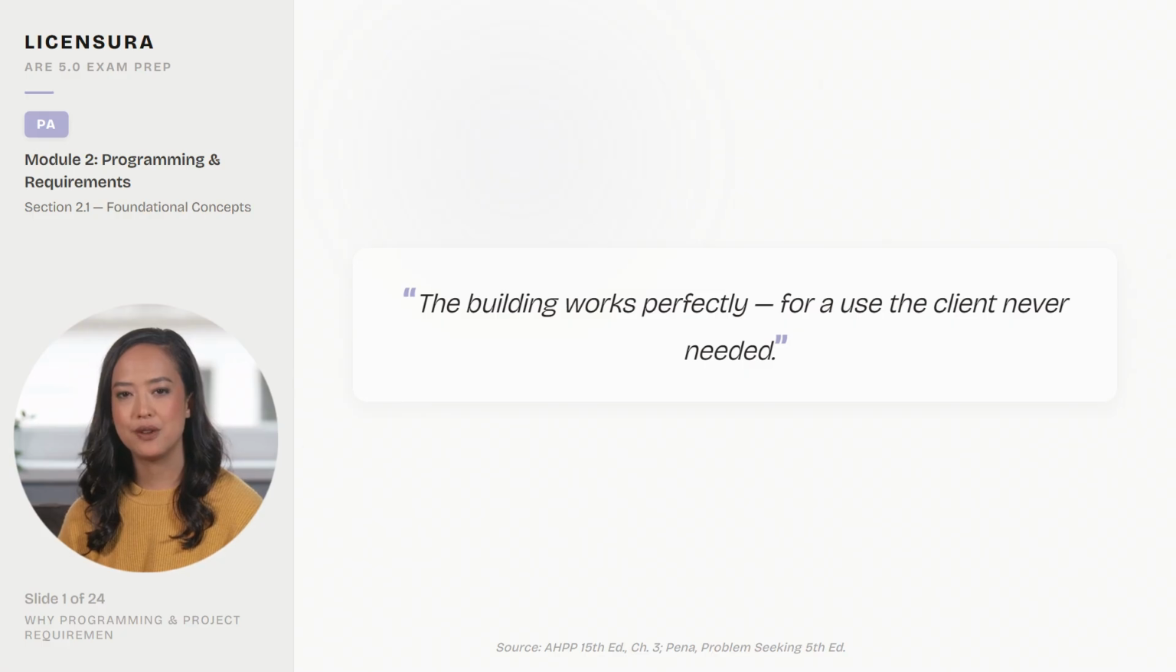The building works perfectly for a use the client never needed. Programming errors don't show up in construction, they show up in occupancy. A hospital with undersized emergency departments. A school with inadequate egress for its actual enrollment. A courthouse with no secure circulation for prisoners. These failures trace back to one cause. The architect solved the wrong problem because they never properly defined the right one.